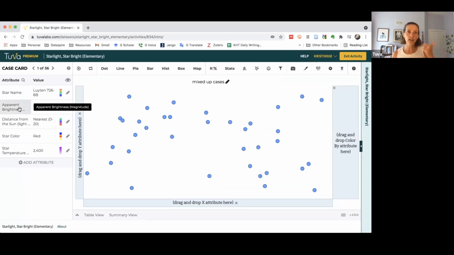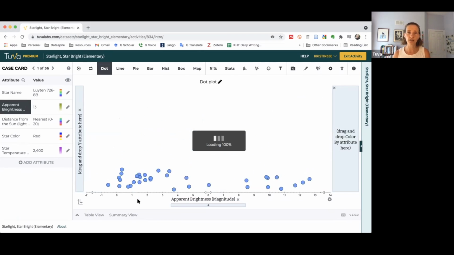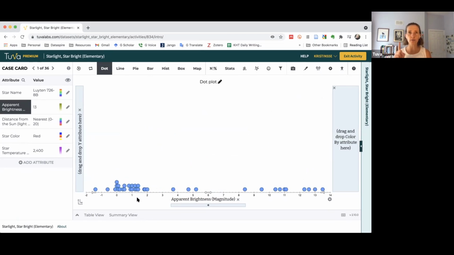And we've got information about 5 different characteristics of these 36 stars. So we have their star name, the apparent brightness, the distance from the sun, the star color, and the star temperature. So there's lots of things that we could explore within this, but we're here to talk about the apparent brightness. So let's drop apparent brightness on this axis, and then let's talk about apparent brightness or magnitude. This is a super interesting attribute of stars that has a really interesting history dating way back, which can be really fun to explore with your students.